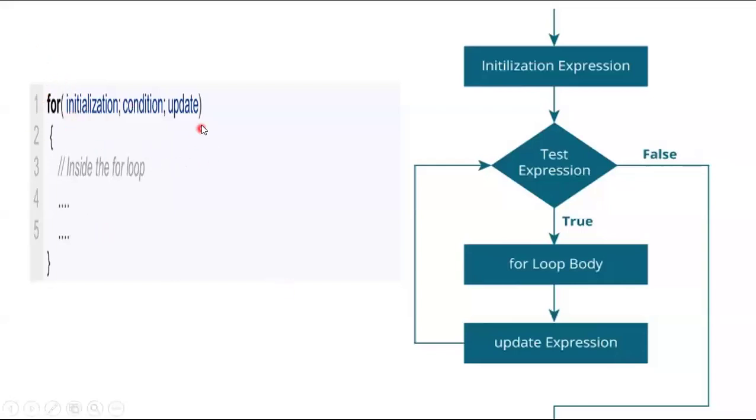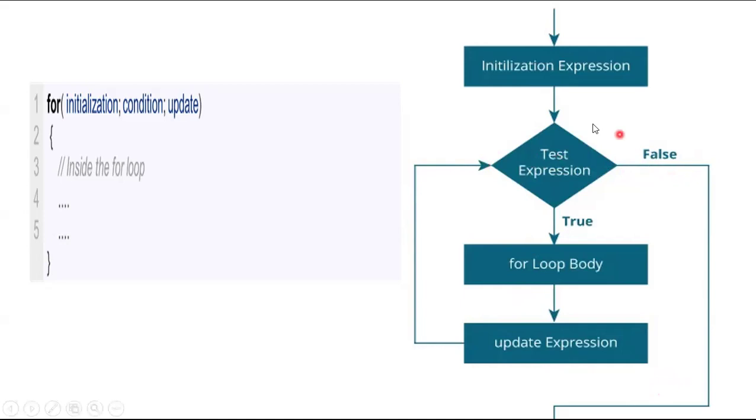So this is the syntax of a for loop. For, initialization expression, semicolon, condition, semicolon, then the update expression. Then within these curly braces, we write the statements that should be repeated. This is the flow chart of the for loop. Initialization expression, test expression. If it evaluates to true, the loop body will be executed. Then the update expression is executed, and again the condition will be checked, and this process repeats. Once the test expression evaluates to false, the control will be exited from the loop.